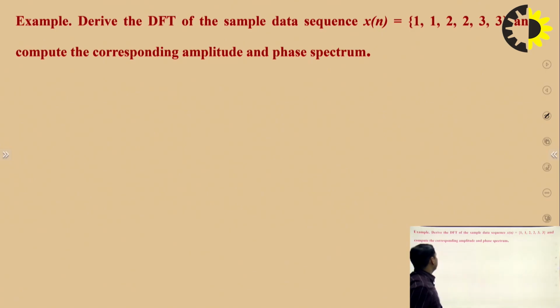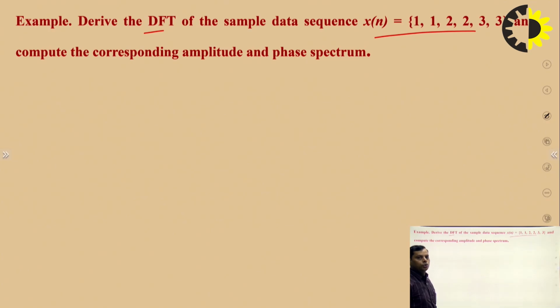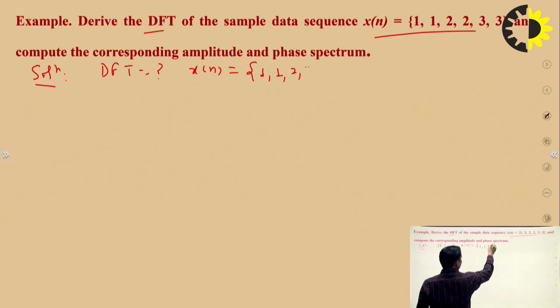So, here I have taken the example: derive the DFT for the sequence x of n equal to 1, 1, 2, 2, 3, 3, and compute its corresponding amplitude and phase spectrum. So, our requirement is to evaluate the DFT, that is the question which has been asked here, for the given sequence x of n, that is 1, 1, 2, 2, 3, 3.